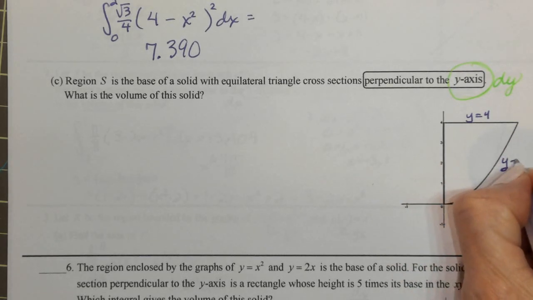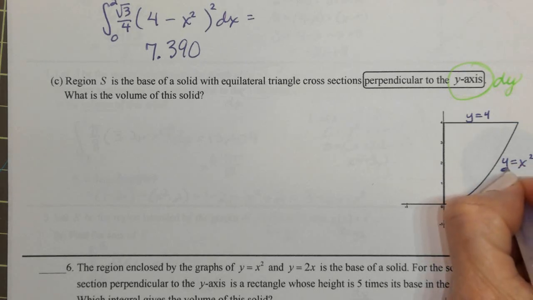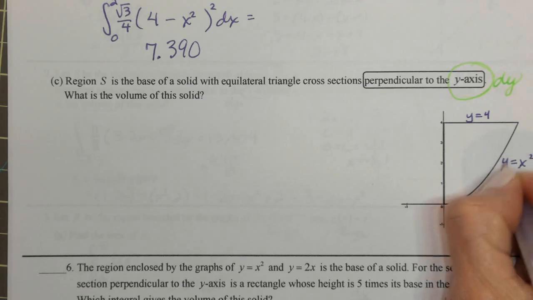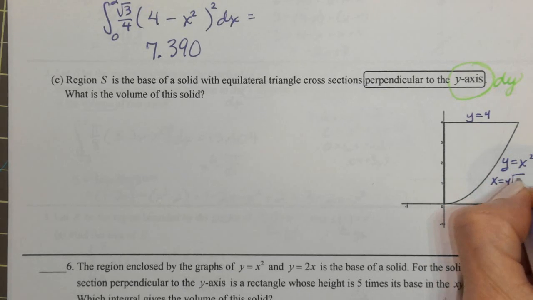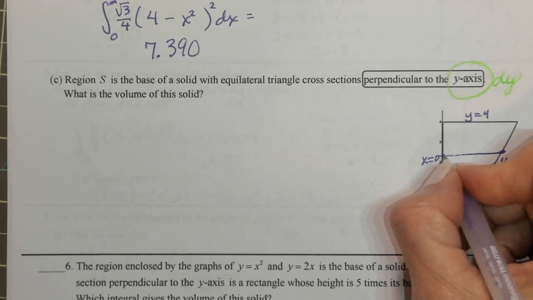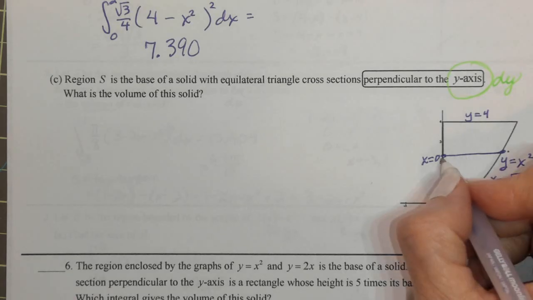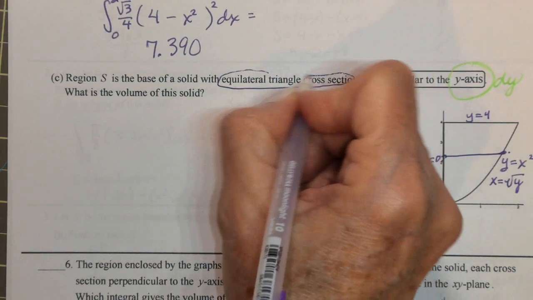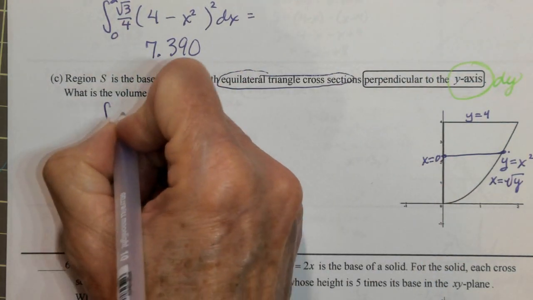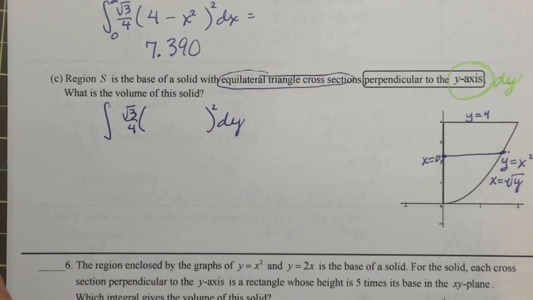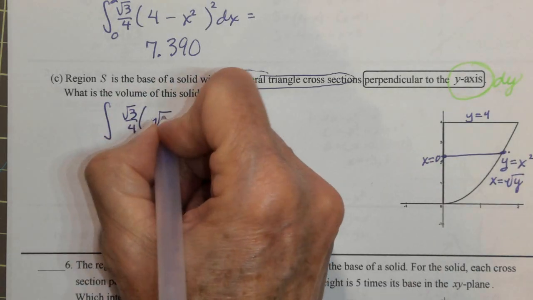What's on the right? Well, on the right is this curve, but this is a y equals curve. We want it to be an x equals curve, so we have to solve this for x. x is square root of y. Here, x is 0. So right minus left will be square root of y minus 0. Another equilateral triangle cross section, so square root 3 over 4 times right minus left, square root of y minus 0.